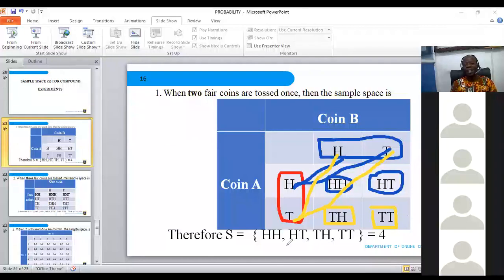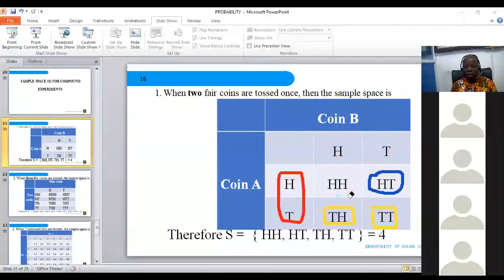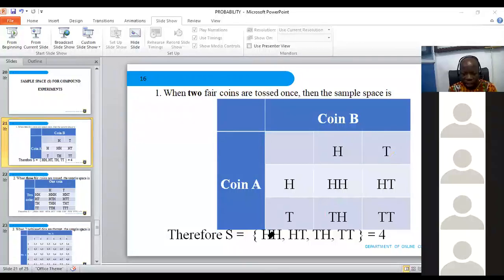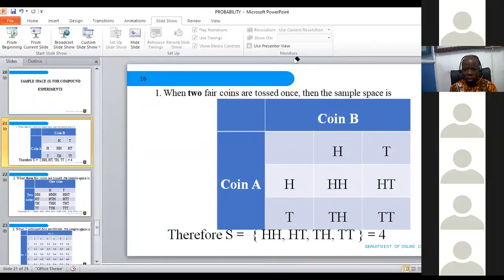All right. Head, tail, head. So now, if you count all the results over there, let me underline that so that you see. If you count the results, we are going to get 4. Your sample space, or the number of events, is going to be 4.